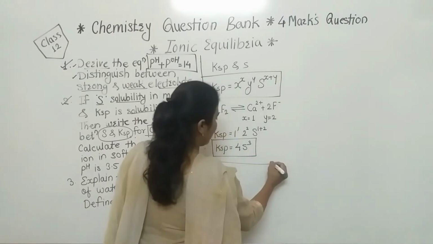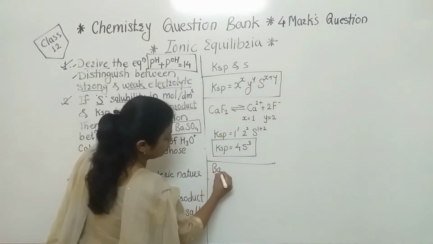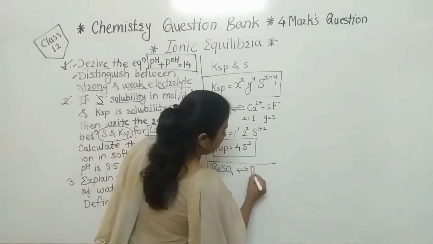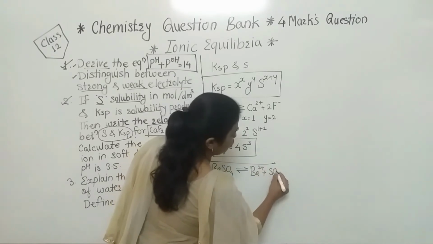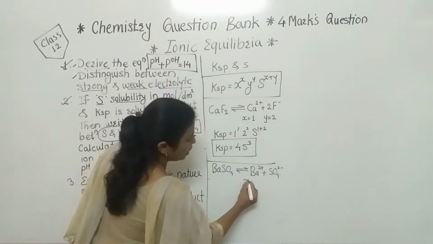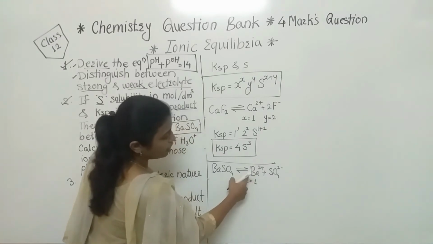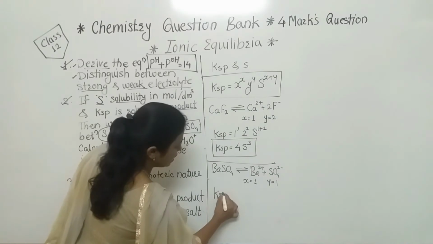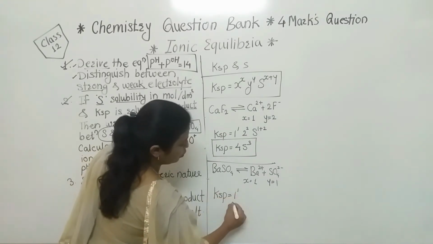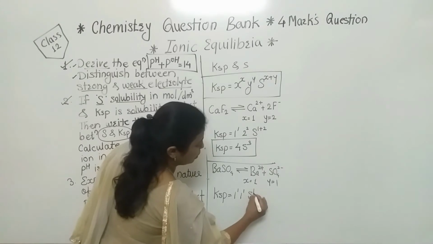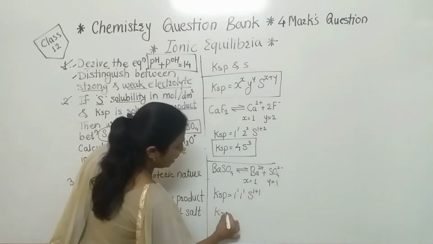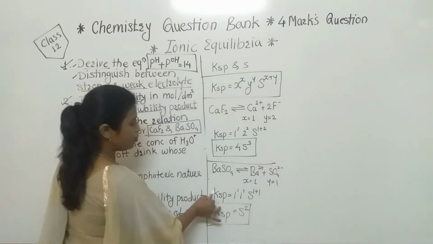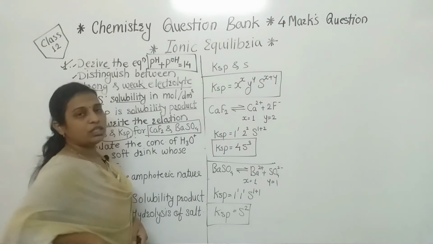Now we will write the relation for BaSO4. Similarly for this one also, firstly we have to write its ionization. Ba2 plus and SO4 2 minus. X value is 1 because number of cations formed is 1. Number of anions formed is also 1. So relation is Ksp is equal to 1 raised to 1, 1 raised to 1, and S raised to 1 plus 1, means Ksp is equal to S square. This is the relation between Ksp and S for the BaSO4.